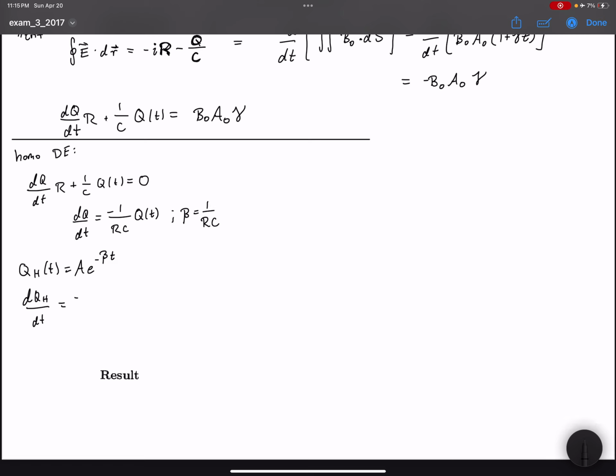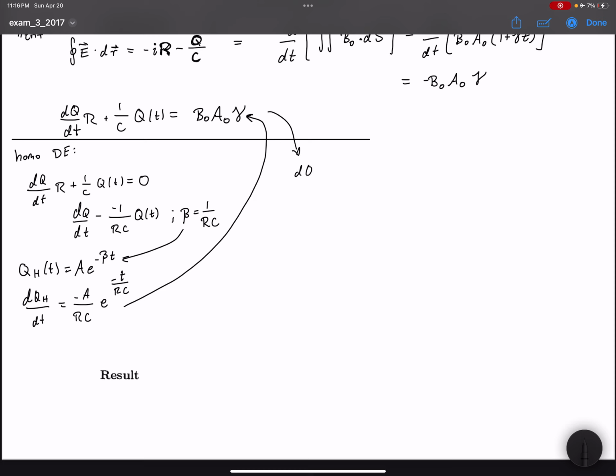Usually for these questions, you can just automatically say the coefficient of Q of t is beta in this equation when we solve for dq/dt. So that's going to go here. And so we end up getting dQh/dt is negative A over RC, e to the negative t over RC. Now we plug this value into here to solve the non-homogeneous differential equation.